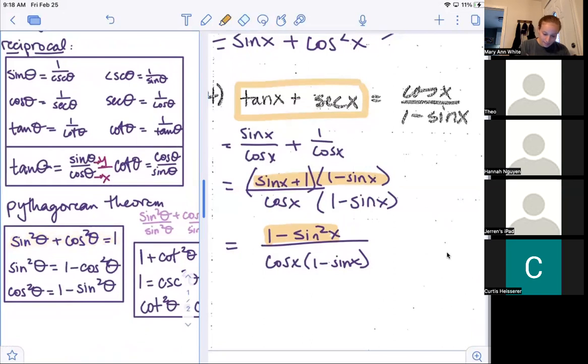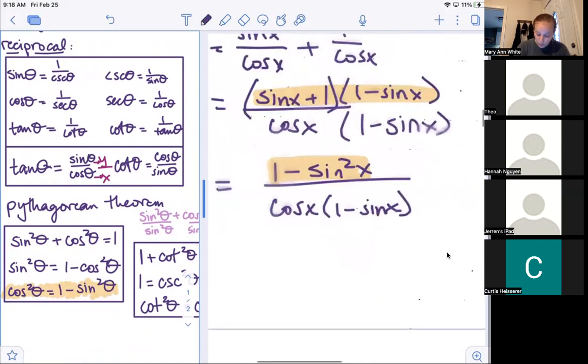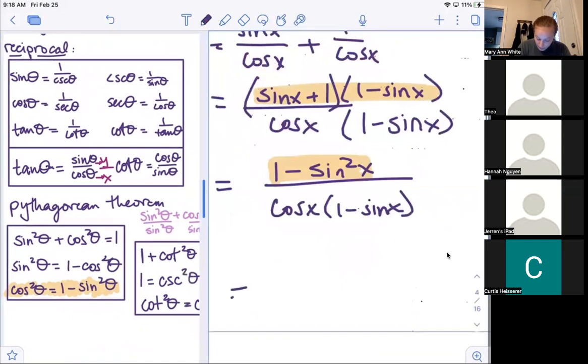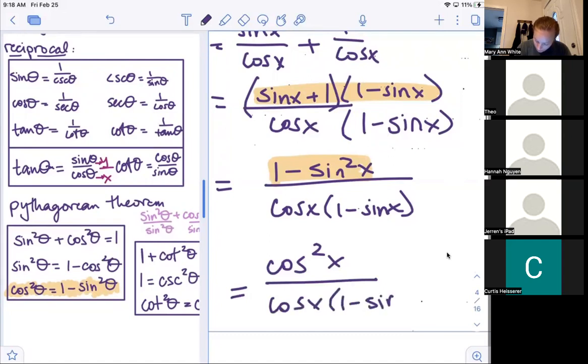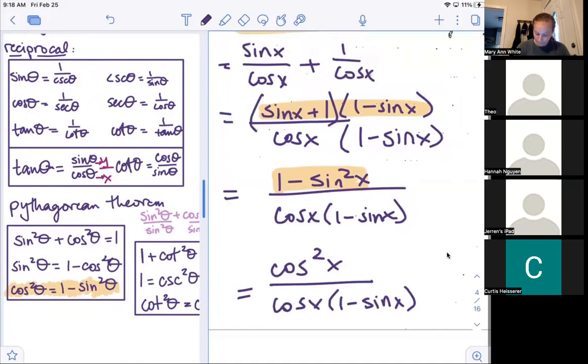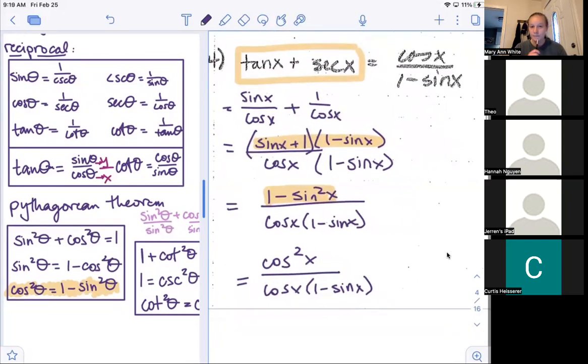And I see it right here. So cosine squared equals 1 minus sine squared. That means that I can take 1 minus sine squared out and I can put cosine squared in there. Anybody questions yet?